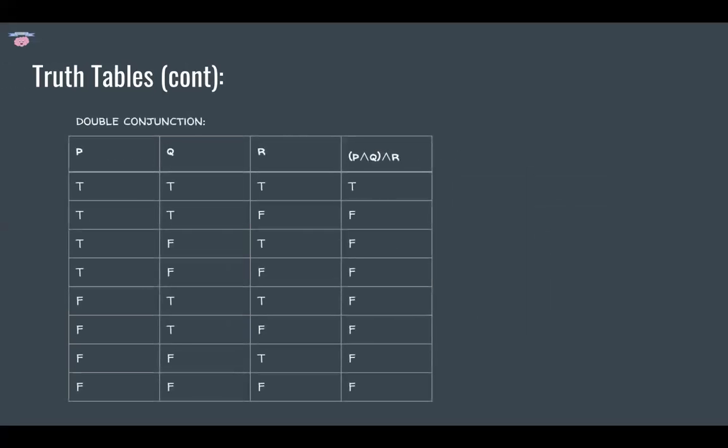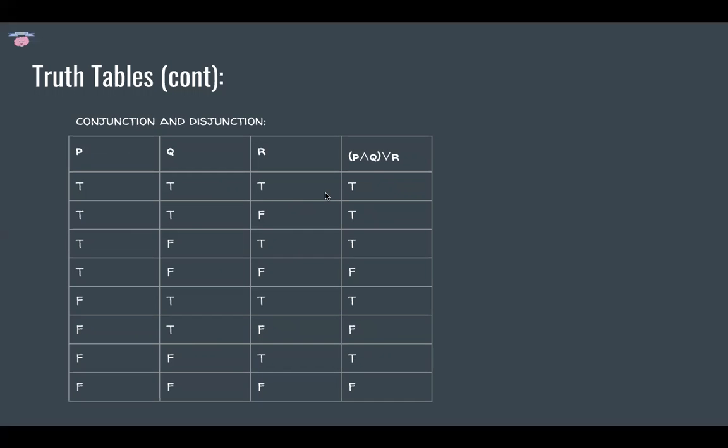A double conjunction, this is where it gets interesting. I'm not going to explain it completely, but if you have three statements that are all conjunctions, then it can only be true if all three statements are true. This matches with what we said about a conjunction. It can only be true if the two statements are true. Now, if all three are true, it can be true.